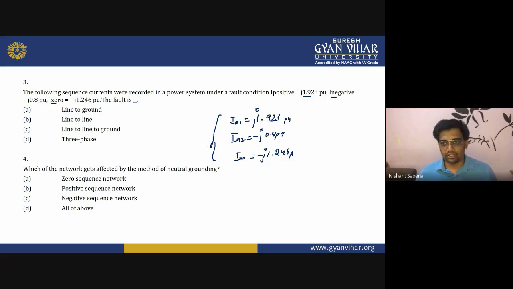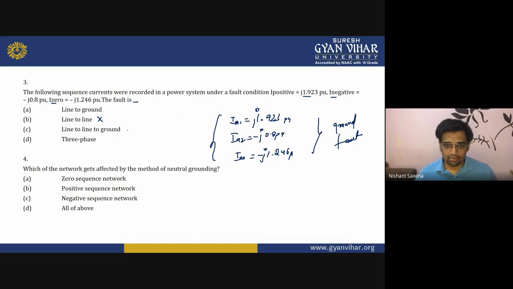First of all, it's very important that all the types of sequence components are present, that is, the positive, negative, and zero sequence components are present. So we can say that a ground fault will be existing in this. So it is clear that the line to line fault cannot be the answer. Now what type of fault is it? Line to ground fault or double line to ground fault? That has to be seen.